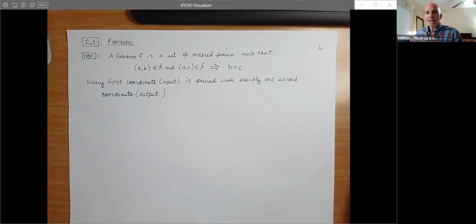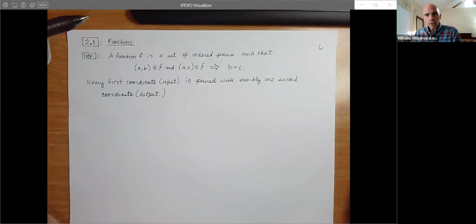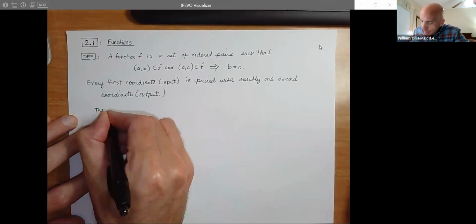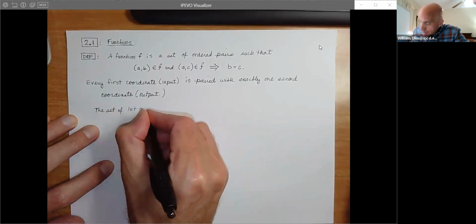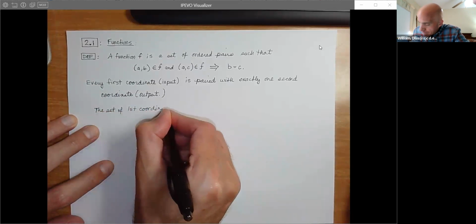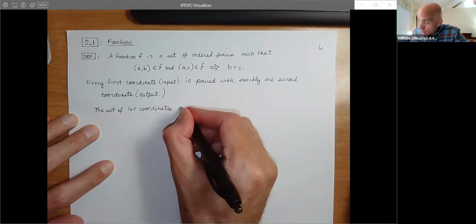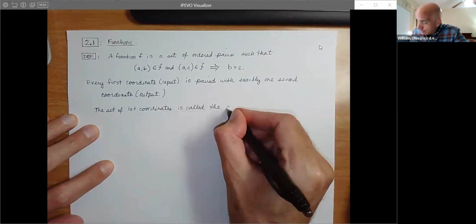The machine works. It's kind of like thinking of your transmission. When you input D for drive, you expect to go forward. That means you have a transmission that works. So with that said, we'll say the set of first coordinates is called the domain of F.